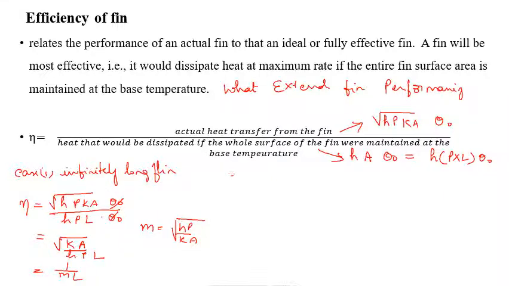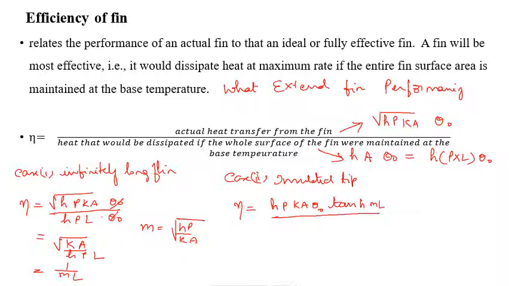The case 2 is an insulated tip. In case 2, the expression that comes is eta given as the square root of hPkA theta naught with tanh mL divided by hPL with theta naught. So here it can be given as tanh, or tan hyperbolic, mL by mL. In both the cases we can see this.